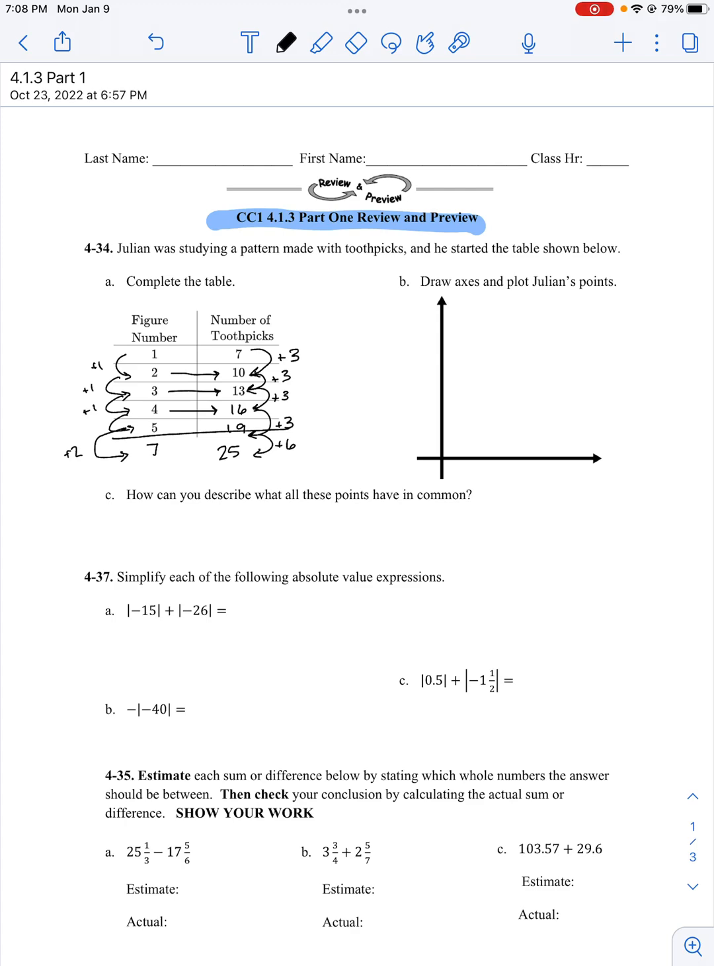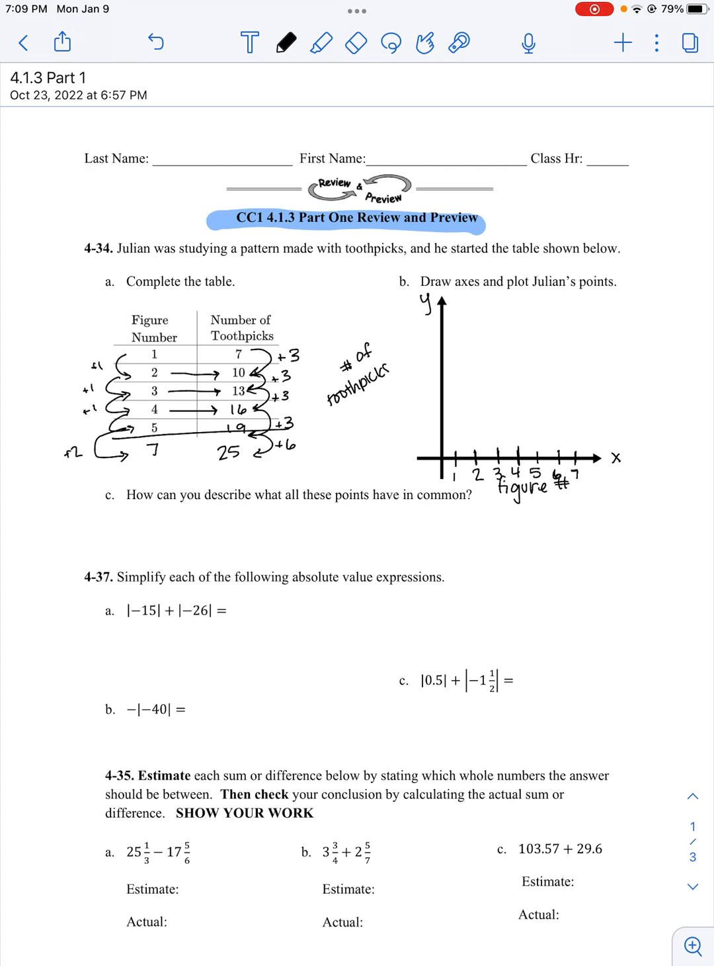Okay, if I move to part B, it says draw axes and plot Julian's points. So my figure number is my X, and my number of toothpicks is my Y. So because my figure numbers are going by 1, I'm going to go ahead and label my axis by 1. So 1, 2, 3, 4, 5. If I have room, I'll plot that 6th one, or the 7th one that we made.